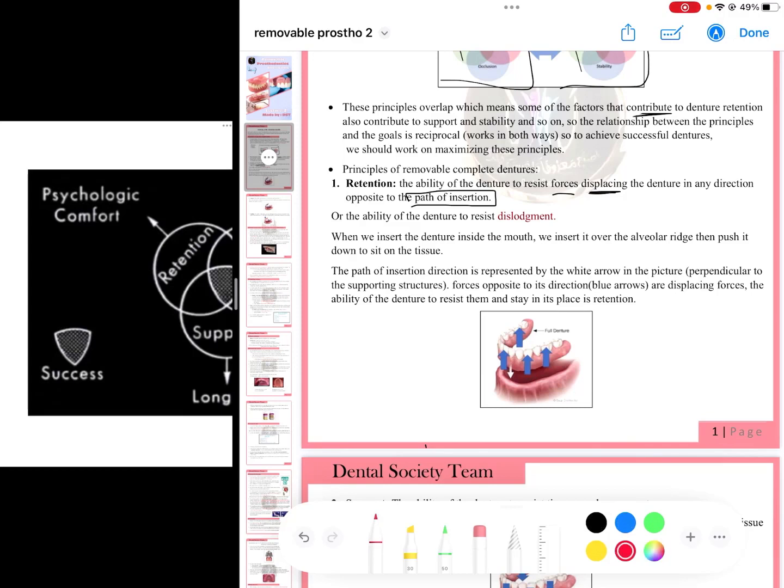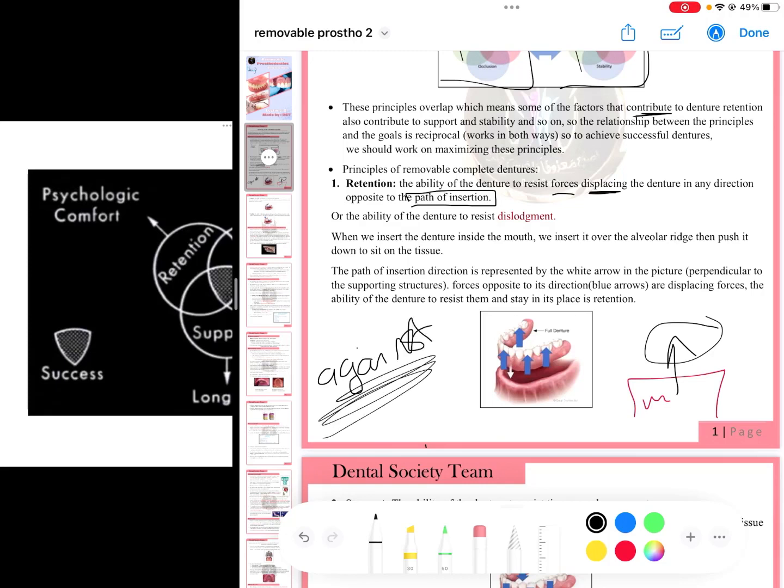Now as we said, in the maxilla the force that can make it fall is gravity. In the mandible, what is the force that will work opposite to the path of the denture? Maybe sticky food. Sticky food may dislodge it. So as we said, the retention will work against the path of insertion. So the force works against the path of insertion, and I want to resist that force.